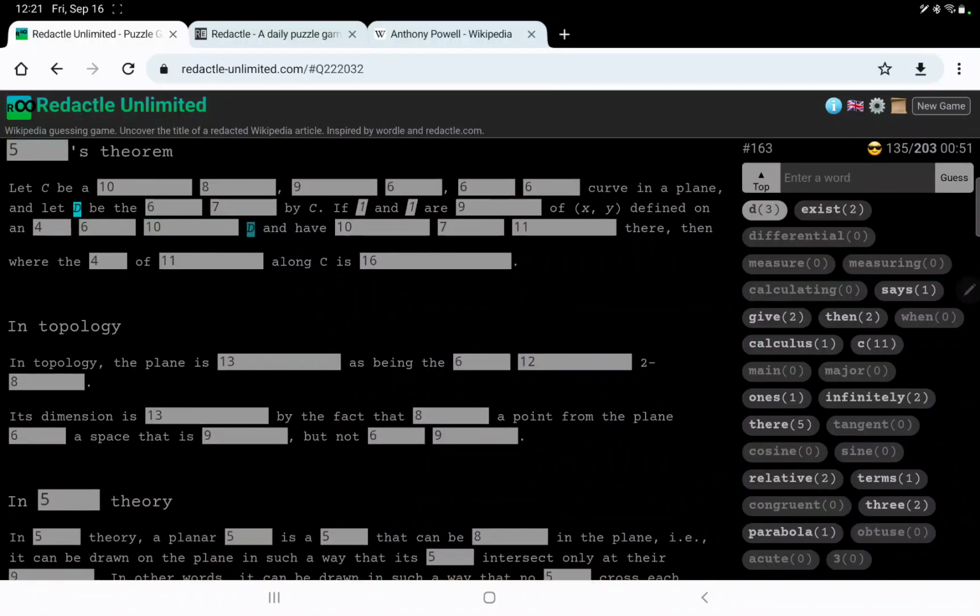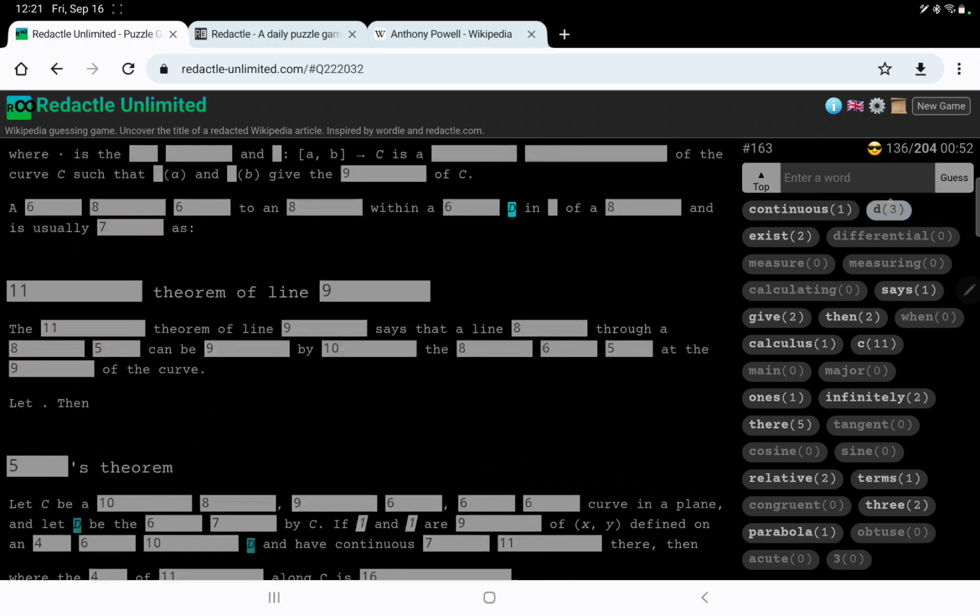Let D be the 6, 7 by C. Let C be a continuous. Oh, we do have continuous and have continuous 7, 11 there. Then where the 4 of 11 along C is that 16-letter word. Oh my goodness.